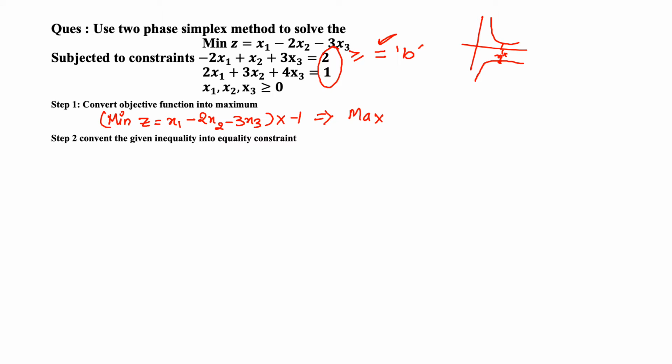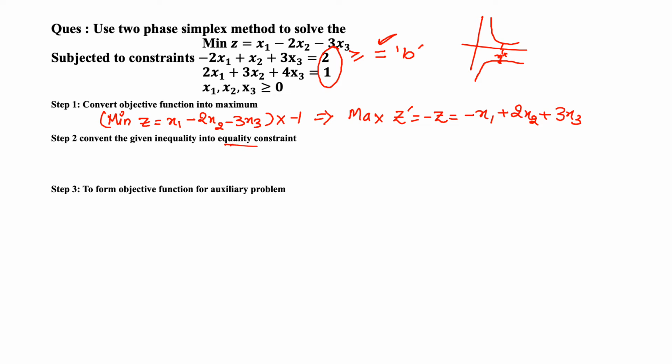Now my new objective function I am considering as z dash, which is equal to negative of z, and it is equal to -x1 plus 2x2 plus 3x3. That's my new objective function. Next I have to convert the given inequalities into equality constraints. These are already in equality form, but we have seen that in the two-phase simplex method we have to convert them with the help of artificial variables.